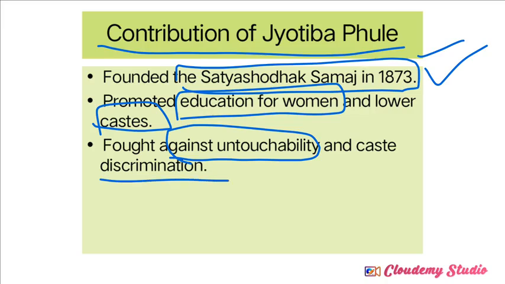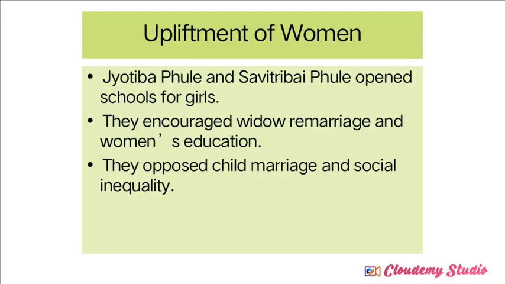So untouchability, lower caste, higher caste and so on. Lower caste people were called untouchable in society, right? Untouchables were not allowed in public places and were always dominated by the higher caste people. He was against untouchability and also caste discrimination. So totally, what was his preference, what was his concept? Equality. Clear? Yes.